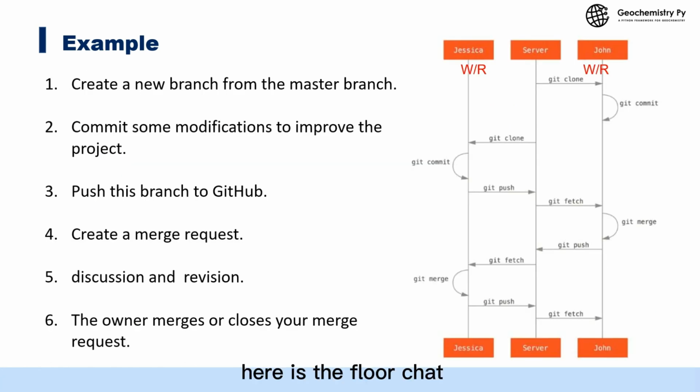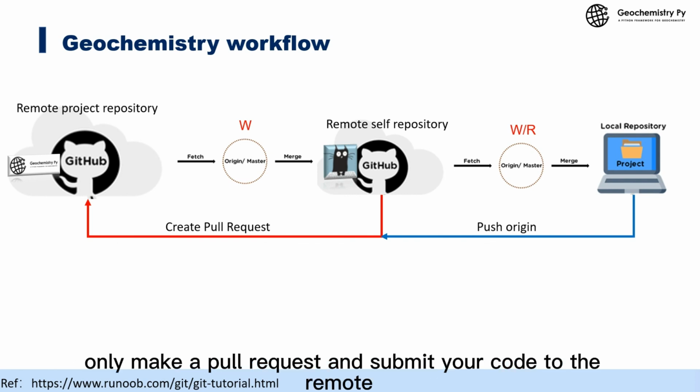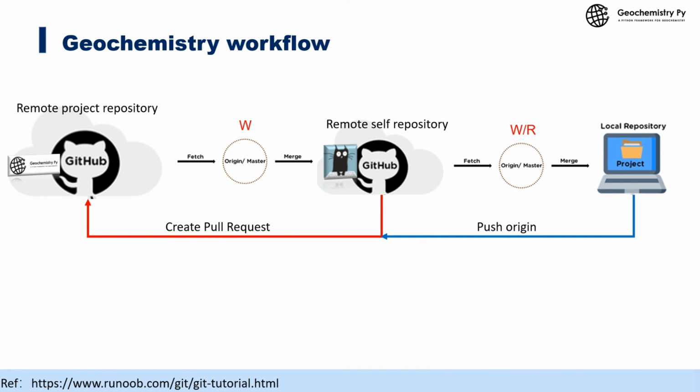Here is a flow chart. In the fork workflow, developers only have read permission. Only make a pull request and submit your code to the remote. The other steps are the same as before.